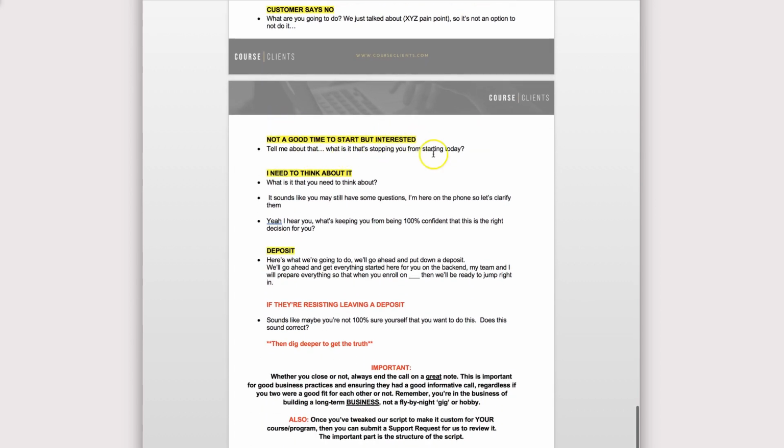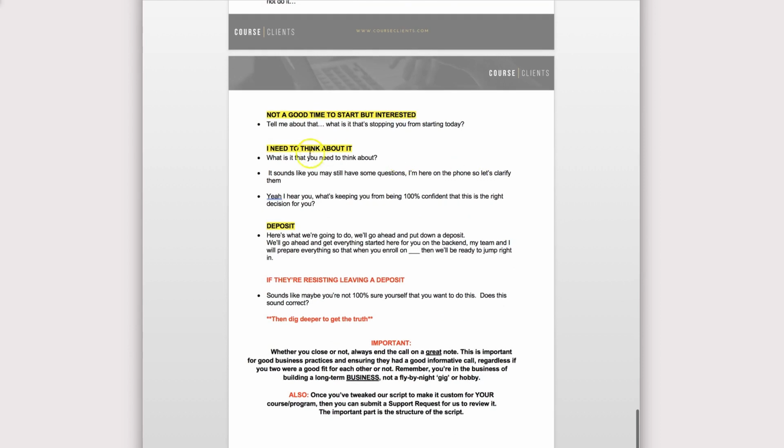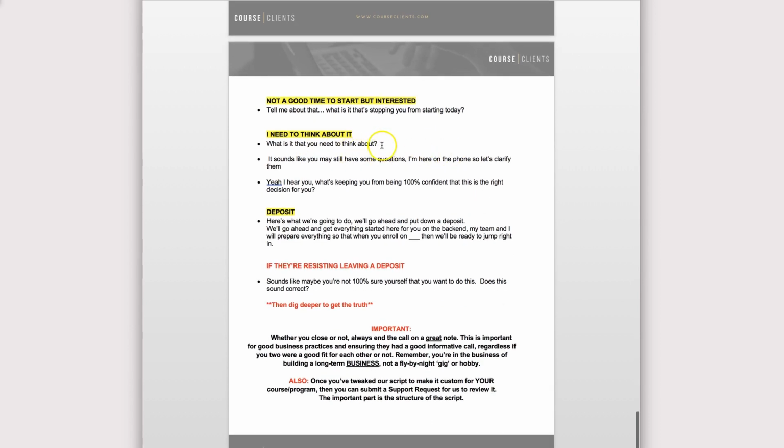Not a good time to start, but interested. Well, tell me about that. What is it that's stopping you from starting today, right? So you're going back into investigator mode. Well, let's figure it out. Let's get to the root problem or the real issue that's preventing them from starting. I need to think about it. Well, what is it that you need to think about? You're digging in. It sounds like you may still have some questions. I'm here on the phone, so let's clarify them.